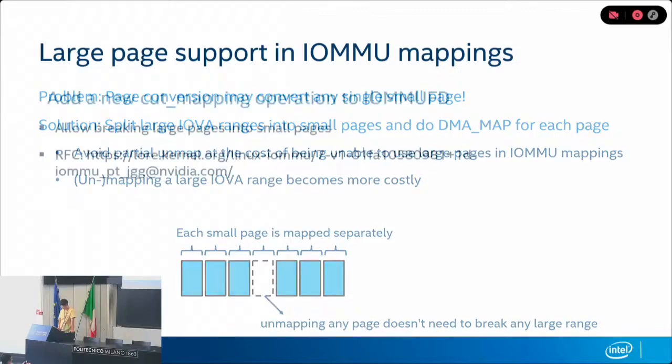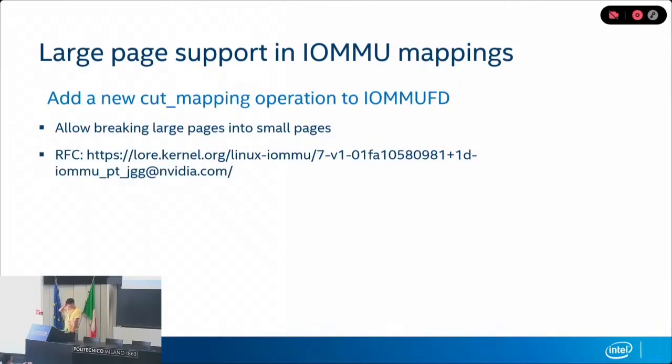So the ideal solution is we need to support the partial unmap in IOMMUFD. So yeah, I think there's some ongoing work. I think from Jason, he tries to add a new cut mapping operation to IOMMUFD. So this new operation will allow us to break large pages into small pages. So when this patch gets merged, I think we will add some support on the QEMU side.